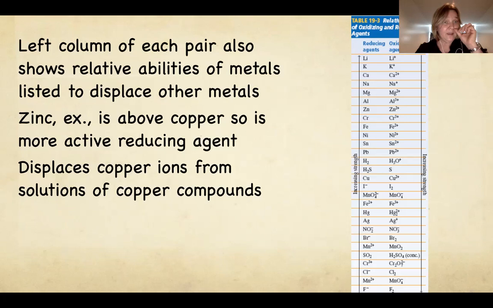Okay, whatever. In a different context, you can use the activity series and the strength of oxidizing and reducing agents to figure out that if you put, for example, a zinc metal in a solution of copper, you can predict what's going to happen based on their tendency to be oxidized or reduced.